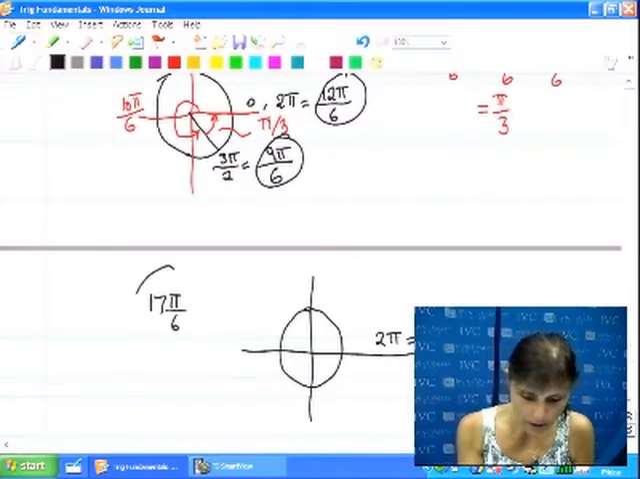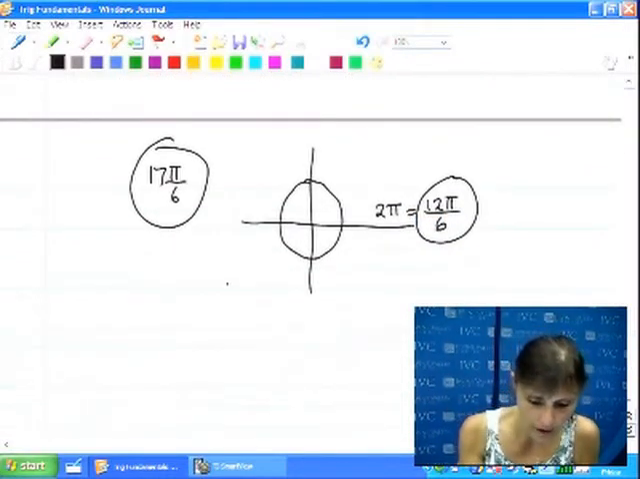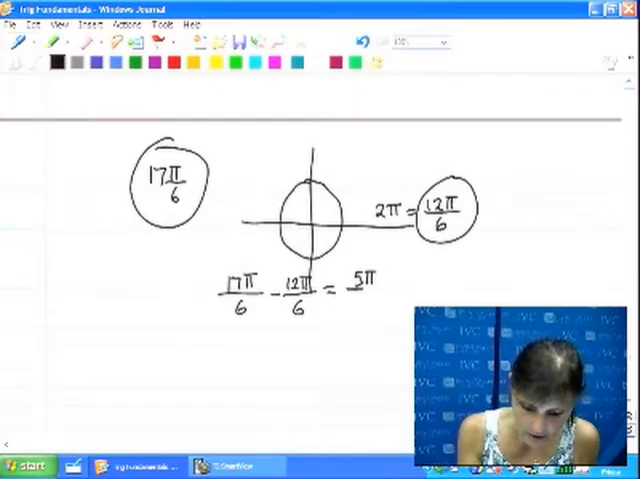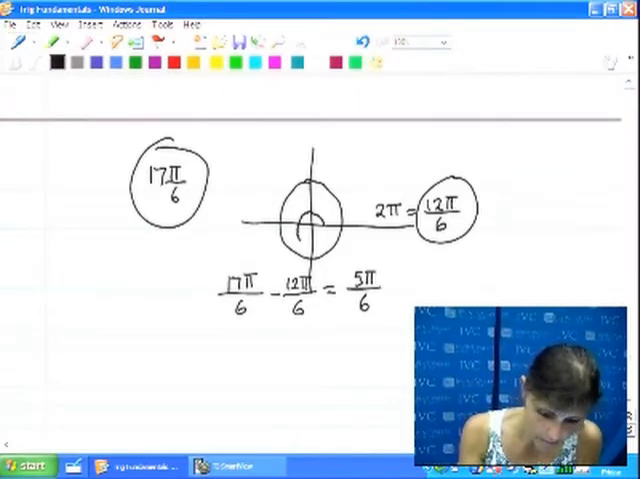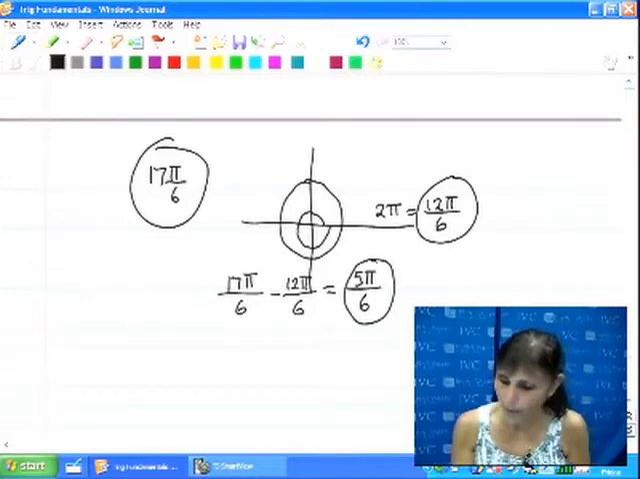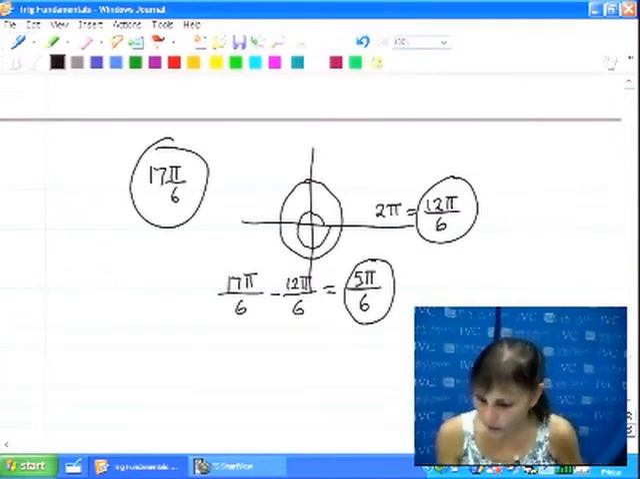Now, 17 pi over 6, and then 12 pi over 6 is one around. So let's take that one around out. So what I'm going to do is 17 pi over 6, and take away one turn around, because it's more than one around. So that is going to give me 5 pi over 6. Okay, so what I did, I went around one time. I reached the 12 pi over 6. Now I'm going to go another 5 pi over 6 away. So let's look at that. Where is that going to be?